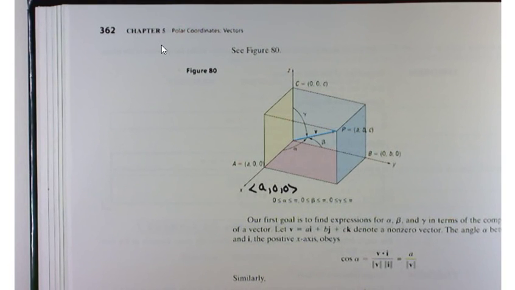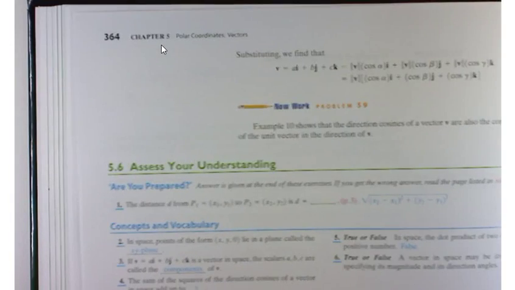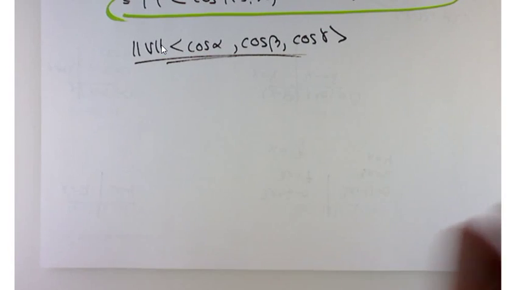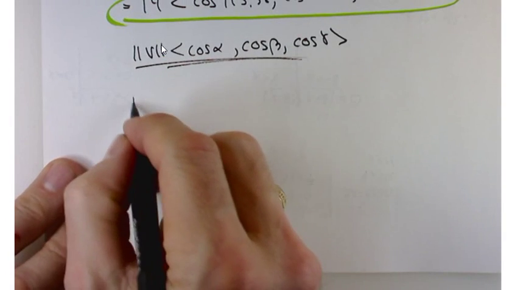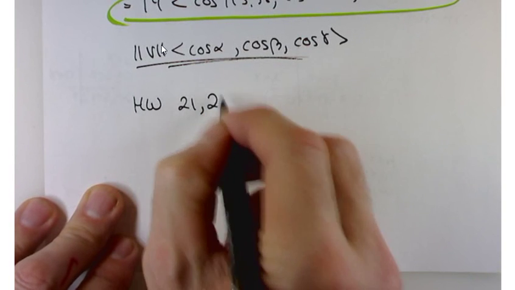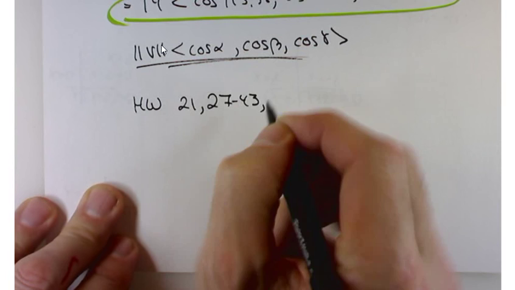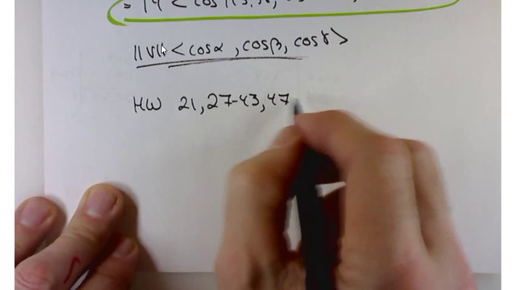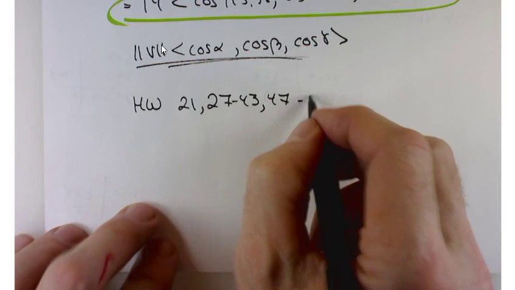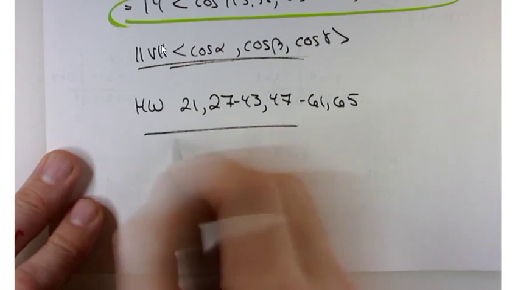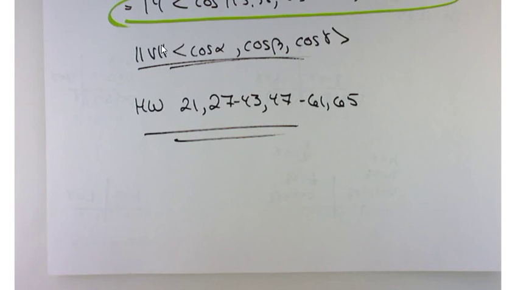Let me give you some homework. Finally the good stuff. Thank you, Shane. 21, 27 through 43, 47 through 61, and 65. Cool.